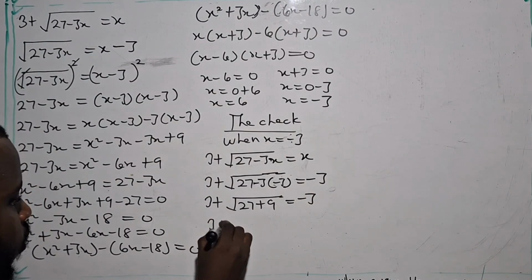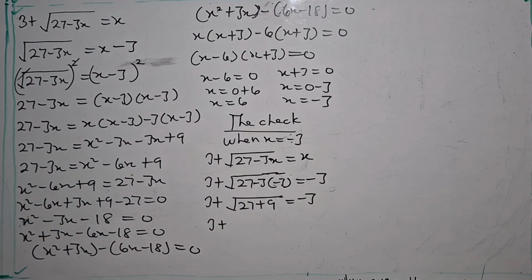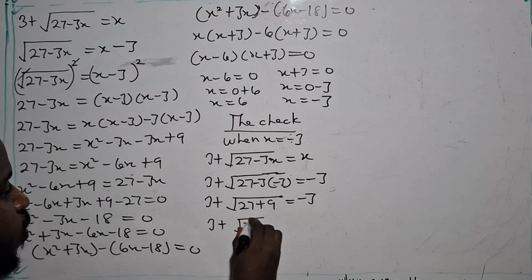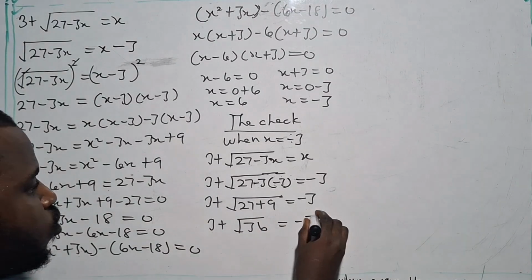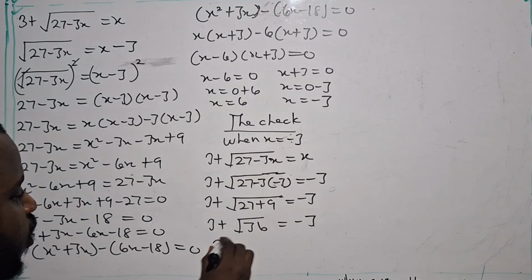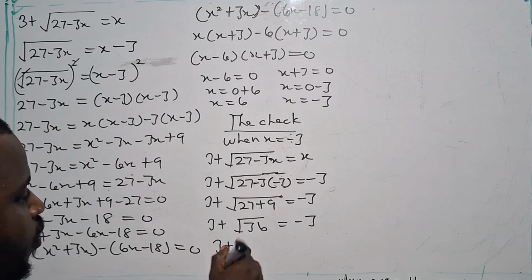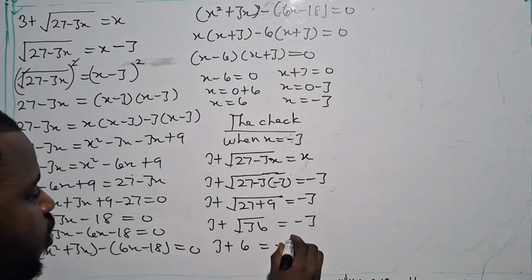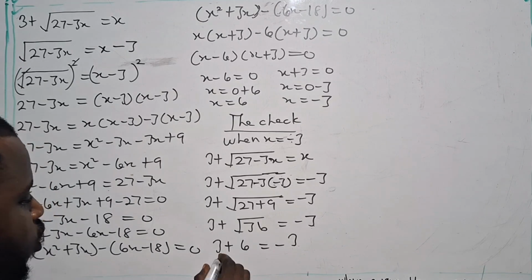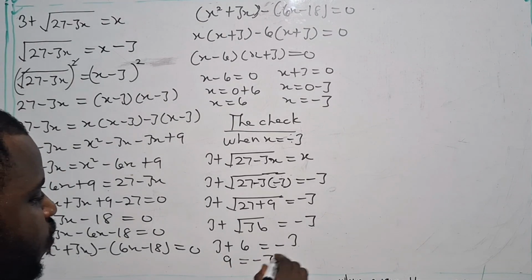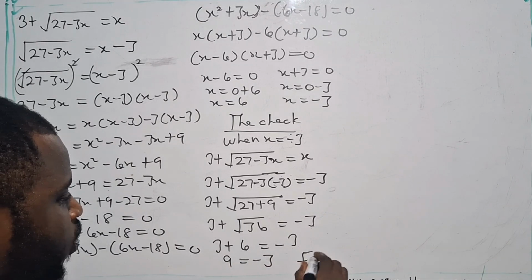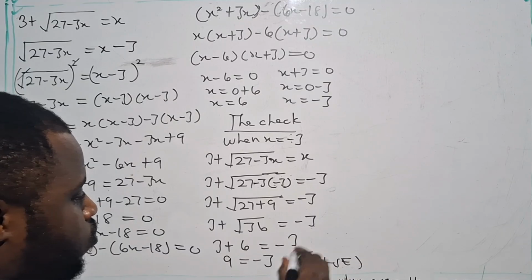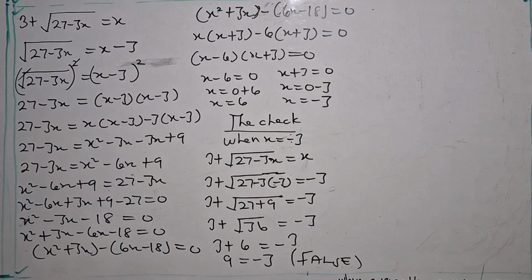So I have 3 plus the square root of 27 plus 9 will give us the square root of 36, which is equal to negative 3. So here is 3 plus square root of 36 is 6, equal to negative 3. So this will give us 9 is equal to negative 3, which is false. False because the left hand side is not equal to the right hand side.